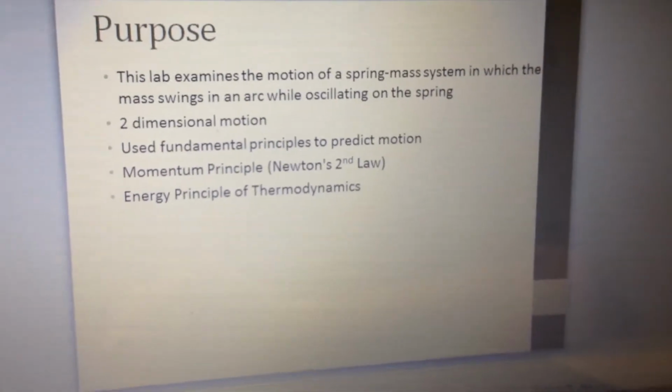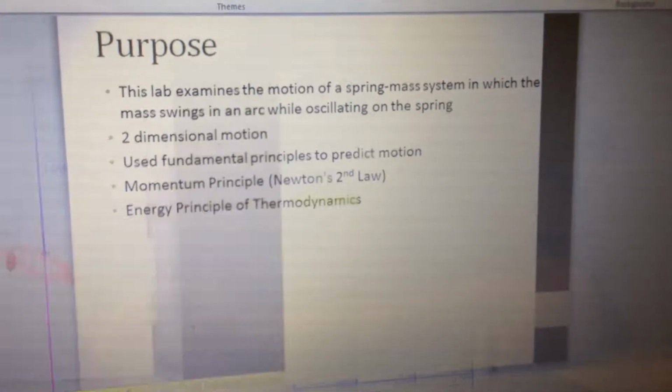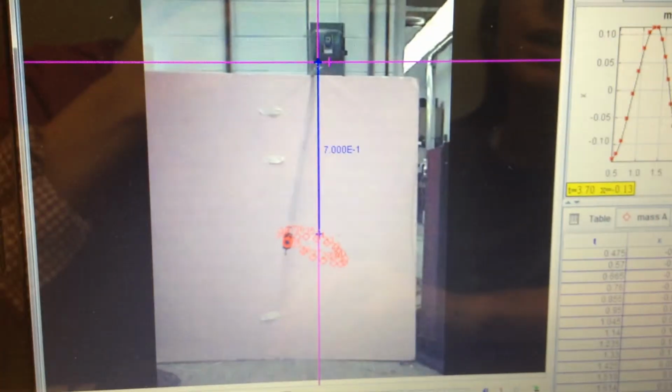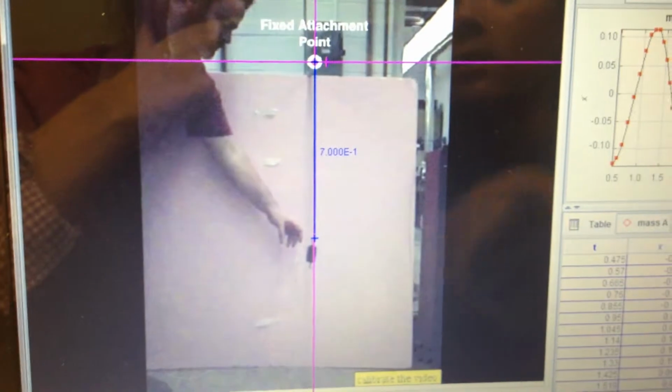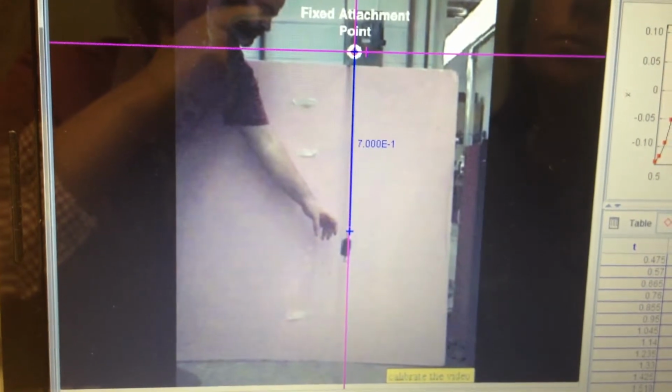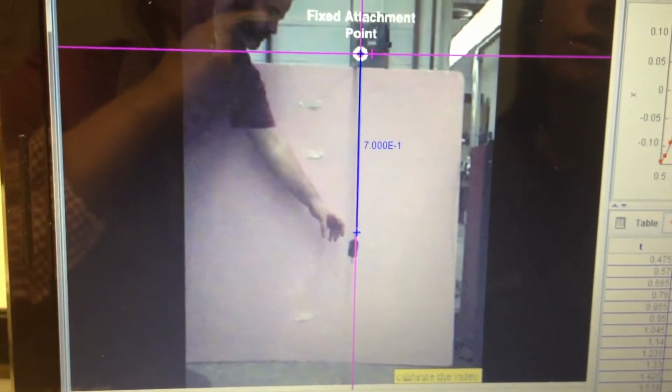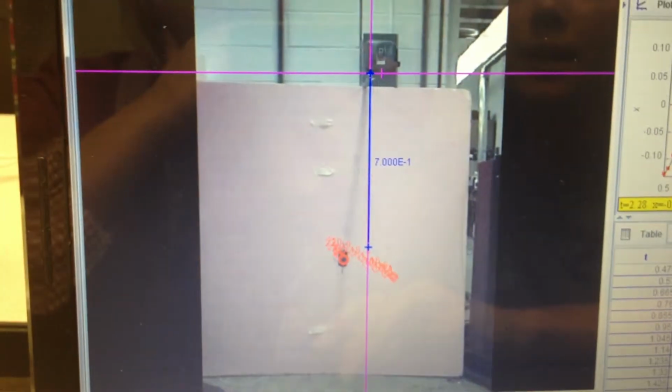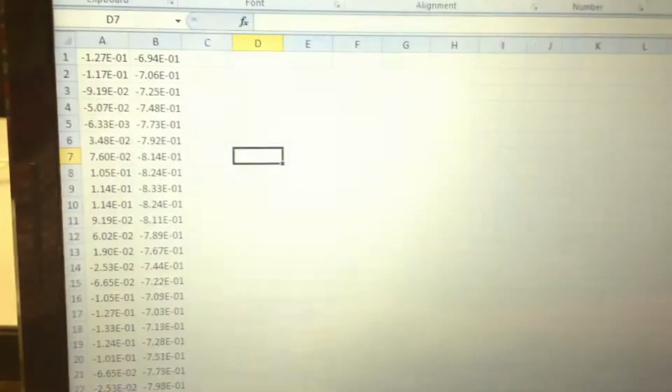I'll discuss the final results at the end of the lab, but first let's look at my tracker data that was given by Dr. Greco. I set a calibration stick for the relaxed length of the spring, and then a fixed attachment point is where I put the origin. Then you run it, you can see I'm collecting data at a point mass, and I'm going to take this and put it into Excel.